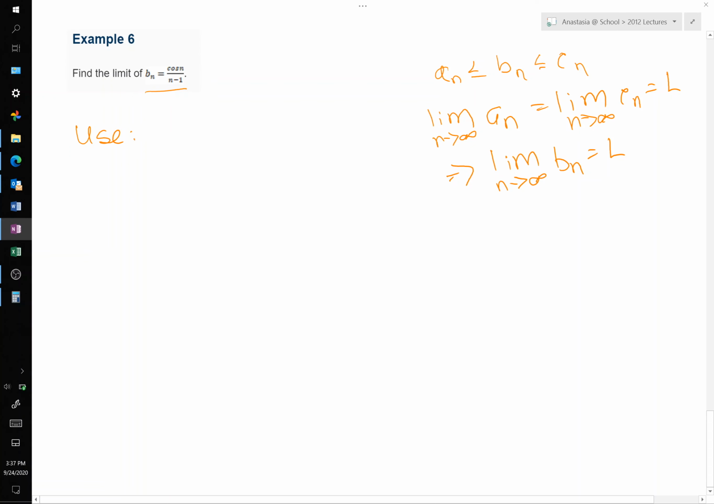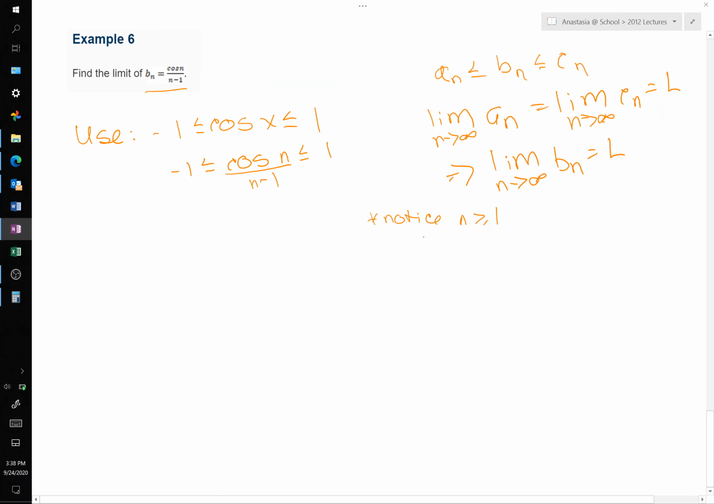And the way that we're going to do this is by using the fact that the cosine function is always between -1 and 1. Now this is true even for the continuous cosine function, so it'll definitely be true if we only consider plugging in integer values into our cosine function. Well, since the cosine of n is between -1 and 1, if we divide that by n minus 1, notice that n is bigger than or equal to 1 or possibly 0.